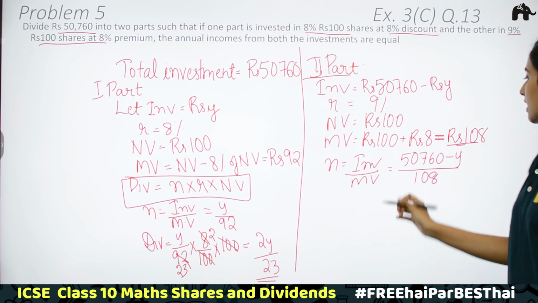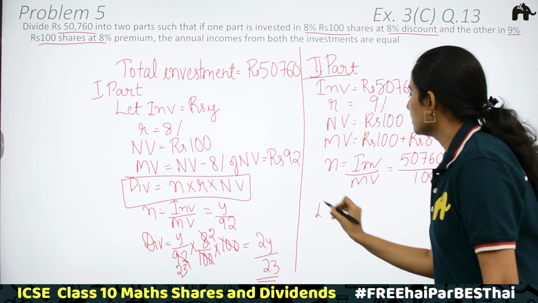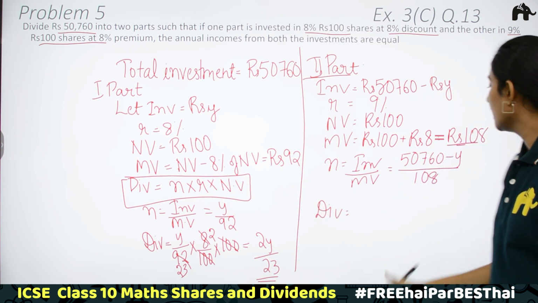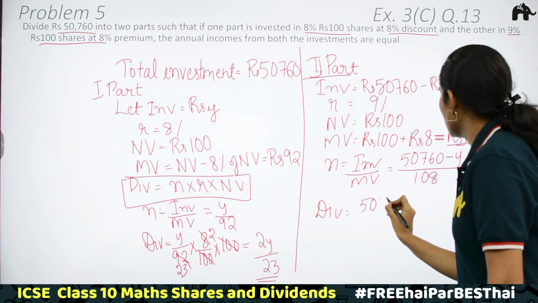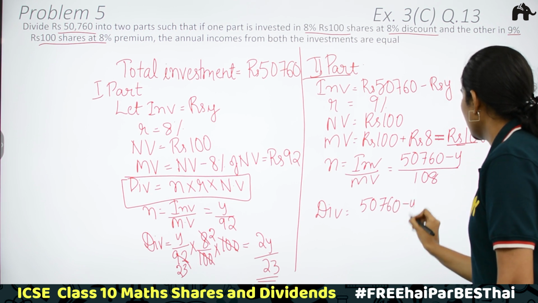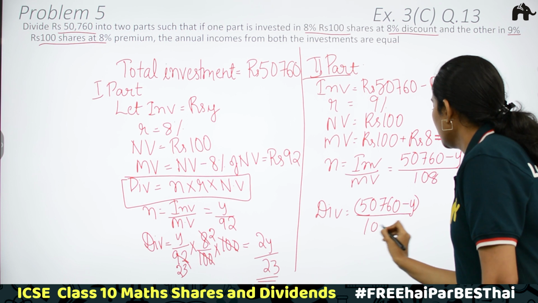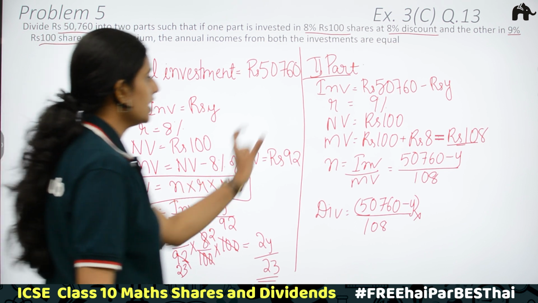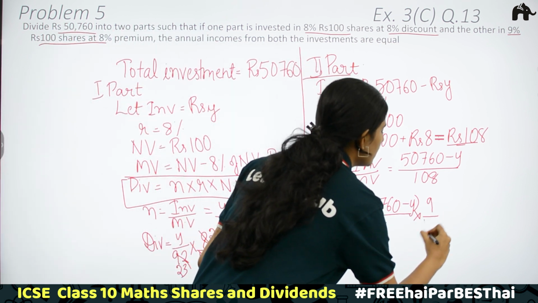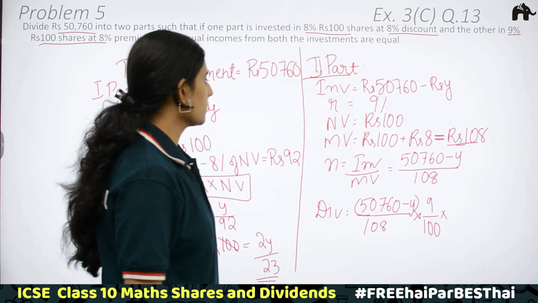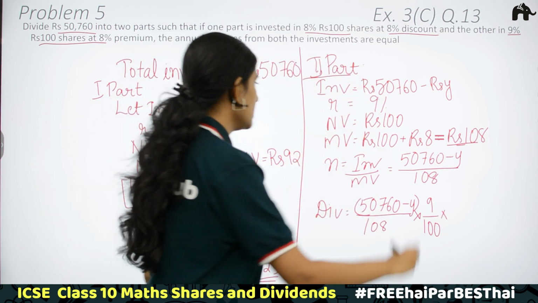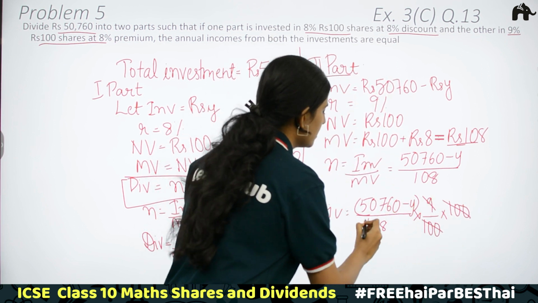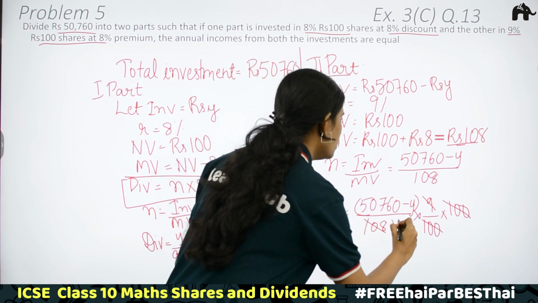108. We got the number of shares. Now the dividend is equal to number of shares into rate of dividend into nominal value of one share. N is (50,760 minus Y) divided by 108 into R. Here R is 9 by 100 into nominal value of one share, that is rupees 100. Cancelling 9 and 108, you will be getting 12.